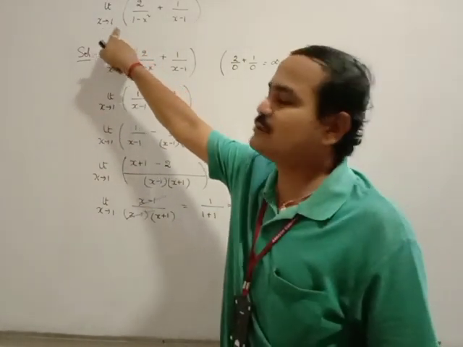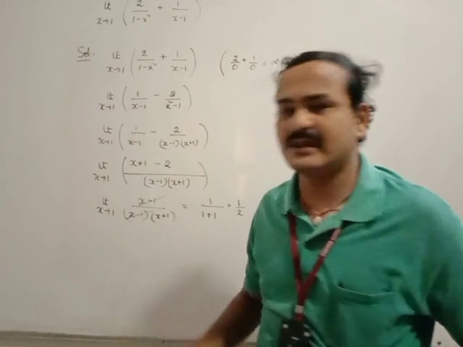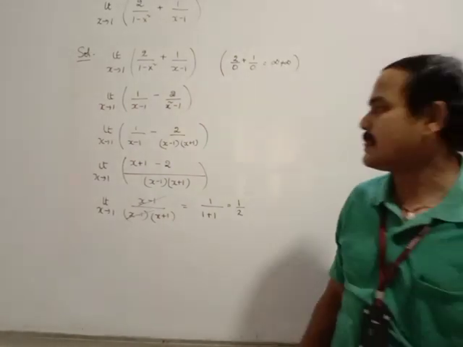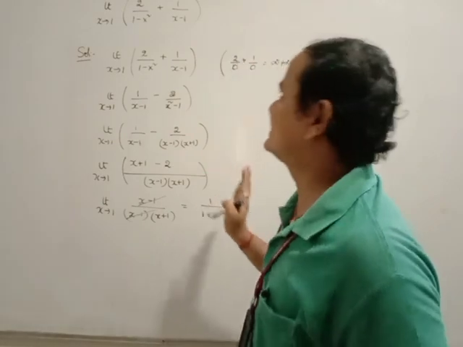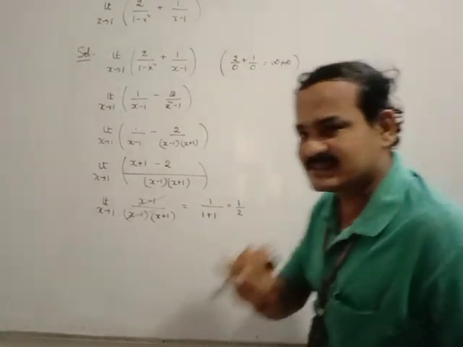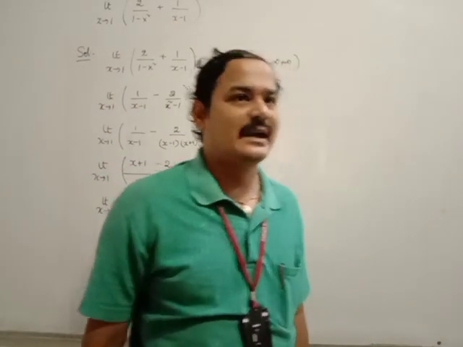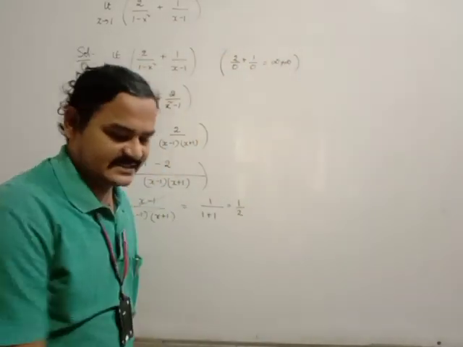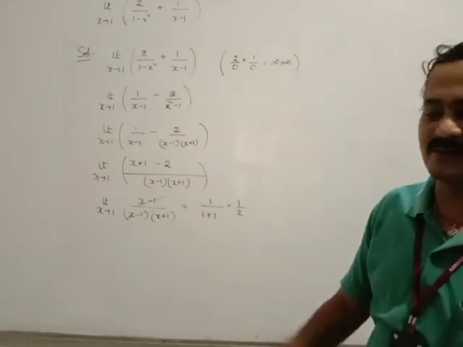Suppose x tends to 2, that means x minus 2 is the common factor, so x minus 2 can be cancelled. Like that you need to cancel it, depending on what x tends to. This is the second method. The first one is the direct substitution method, and the second one is the factorization method.